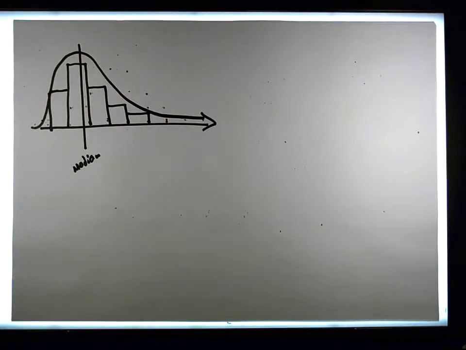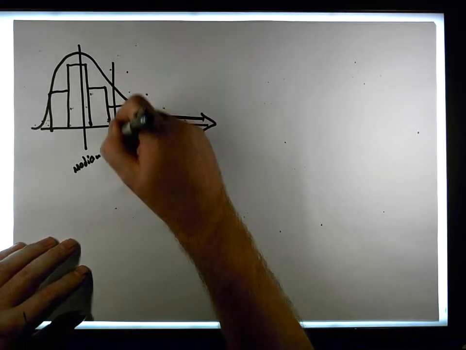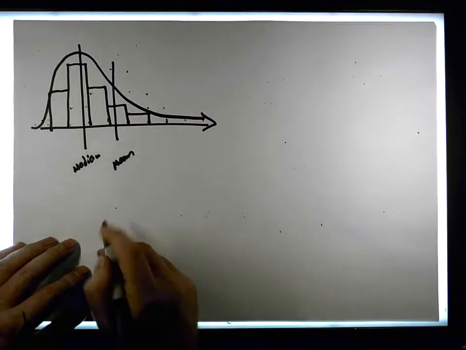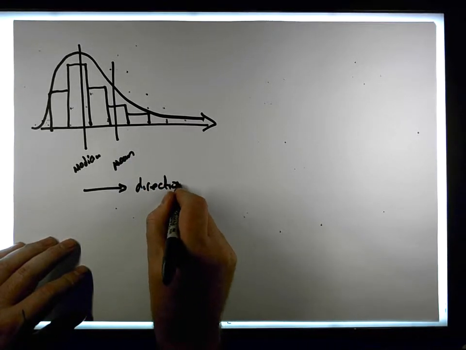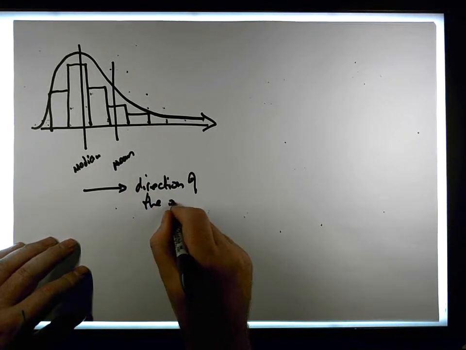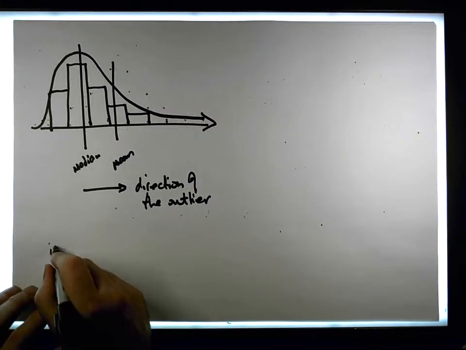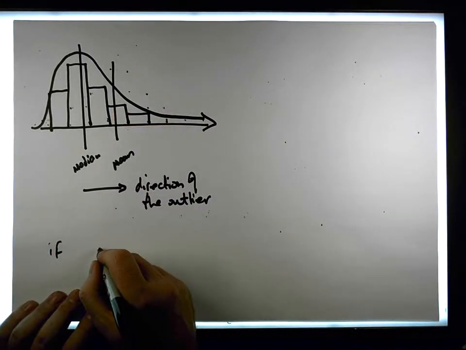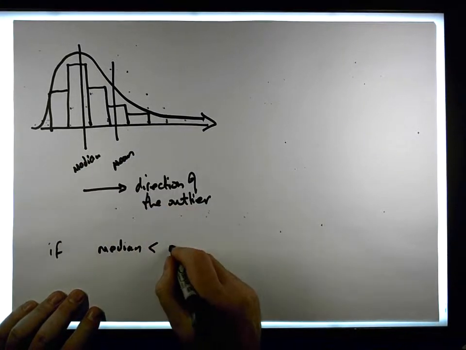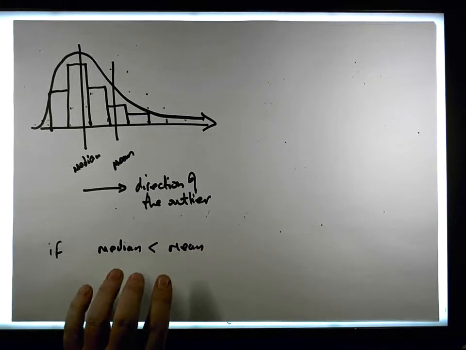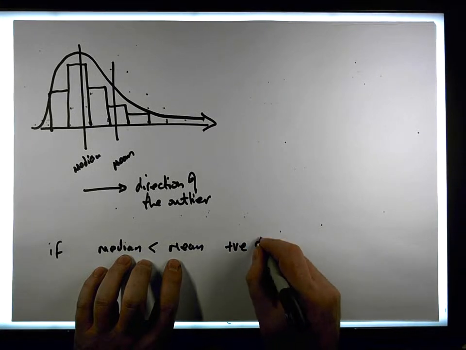Okay. But the mean value, the mean itself, just as an example, is going to always get pulled in the direction of the outlier. Okay, so really what I'm saying is this: if the median is less than the mean, when we look at it from a numerical perspective, that's an indication of positive skewness.